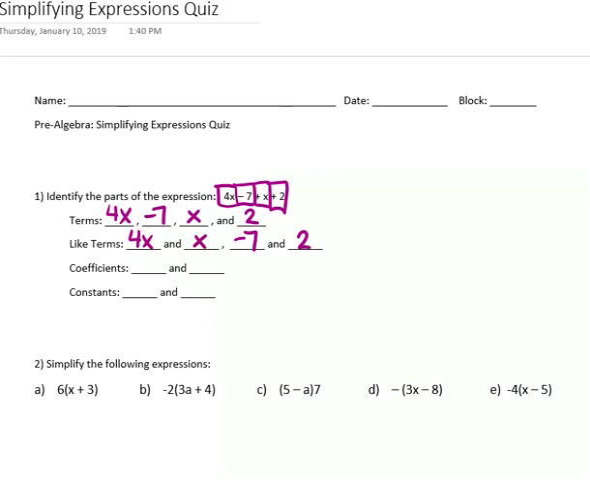For coefficients, you're going to look for the terms that have variables, but you're only going to give the number that comes in front of it. So those are our two pieces that have variables. The first coefficient would be 4, because it's in front of that x. And this one, even though it's not there, there is an invisible 1. So our coefficients are 4 and 1. And then constants. Constants are plain old boring terms. So that would be -7 and 2. I know a lot of you mixed up the coefficients and constants, so please make sure you have that correct.